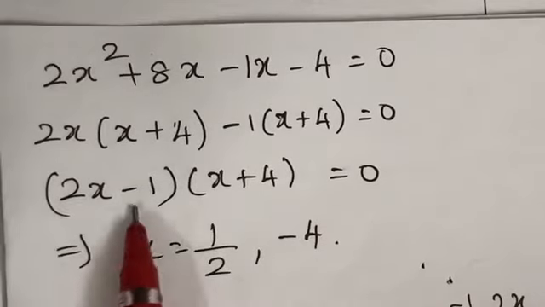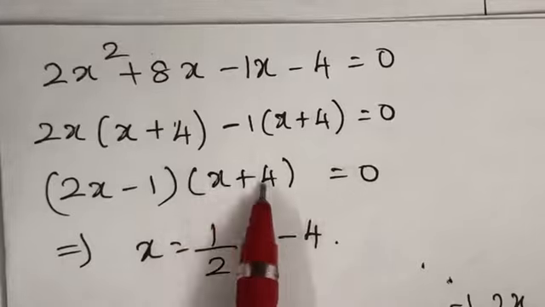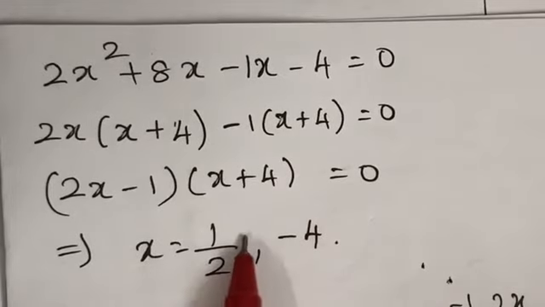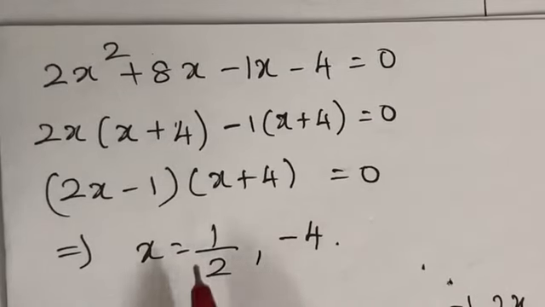So 2x minus 1 is equal to 0 means x is equal to 1 by 2. x plus 4 is equal to 0 means x is equal to minus 4. So the values are 1 by 2 and minus 4.